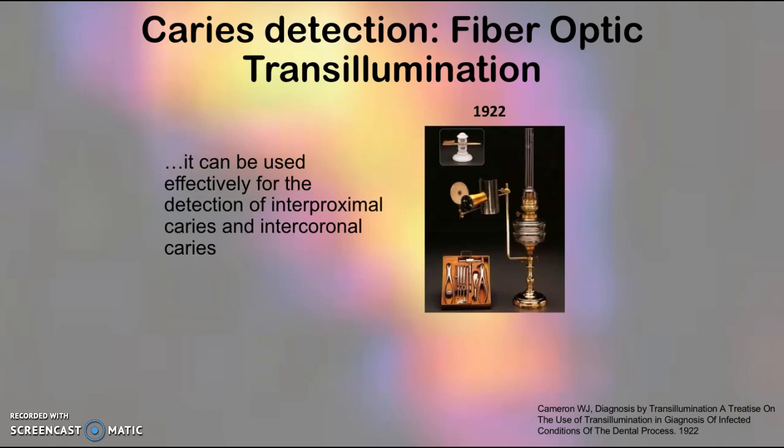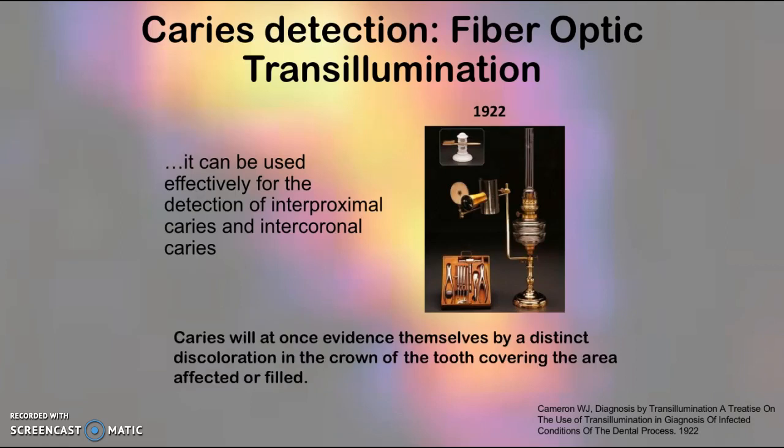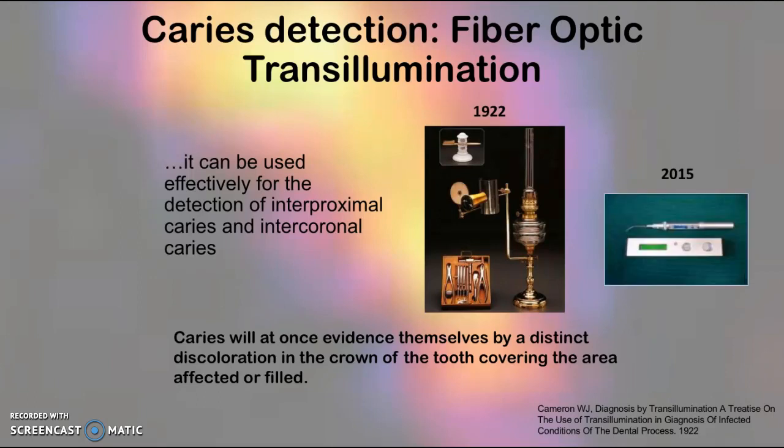This is the picture of the Cameron dental lamp, which was invented in 1922. And this is the statement from his book, which says that caries will at once evidence themselves by a distinct discoloration in the crown of the tooth, covering the area affected or filled. Fast forward to 2015, the other picture is a micro transilluminator, a very modern version of the Cameron lamp.